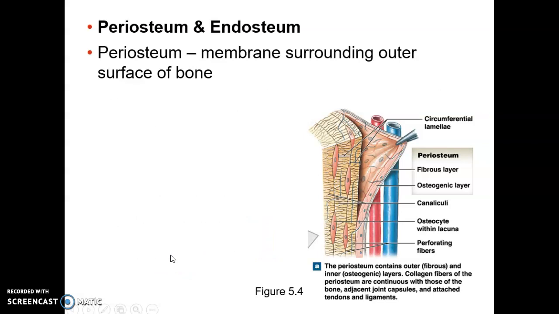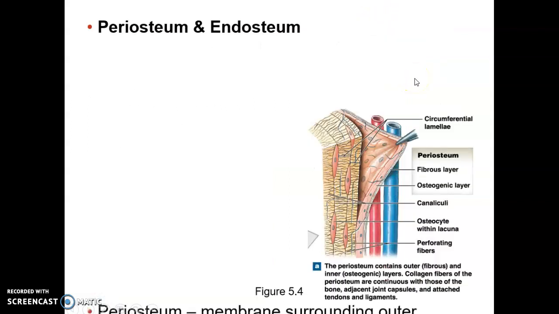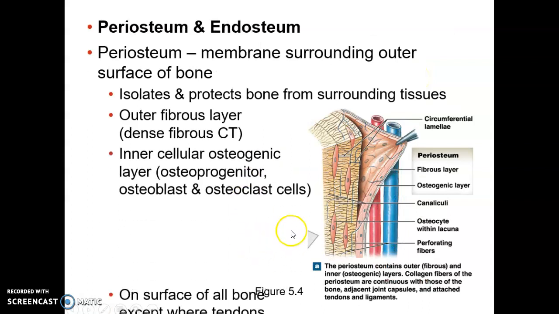So let's go back to here. Everywhere along the bone there's the periosteum, except where there's articulating cartilage on the epiphyses. And also along the epiphyses is where you would have ligaments and tendons attaching, ligaments binding bone to bone to help bind the joint, and tendons binding the bone to a muscle. We'll revisit those types of structures when we look at articulations or joints.